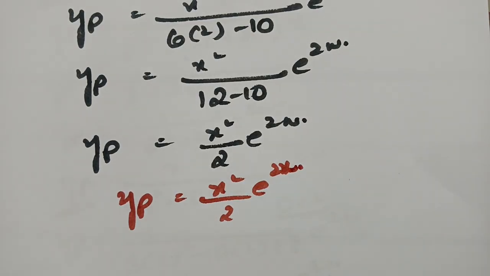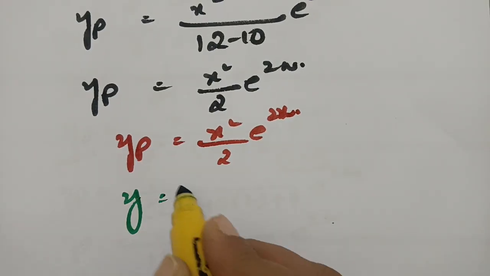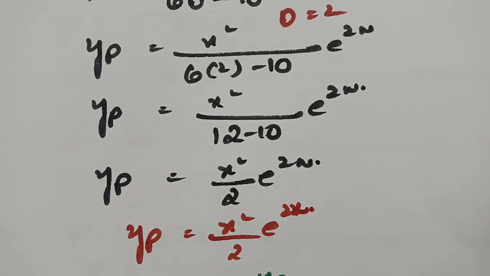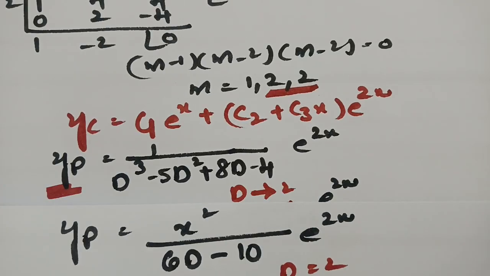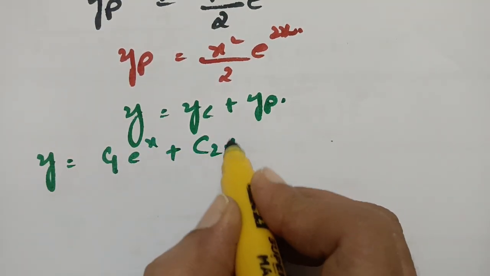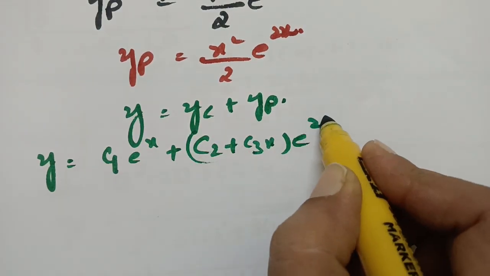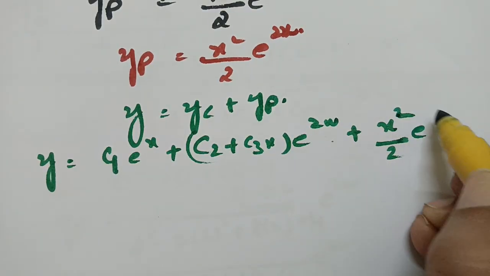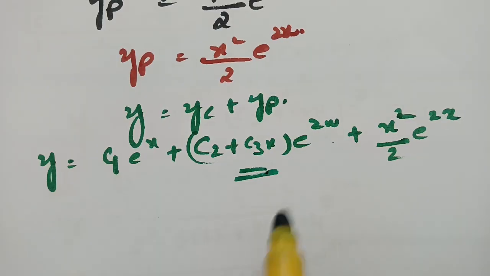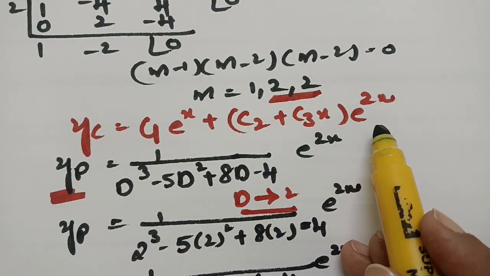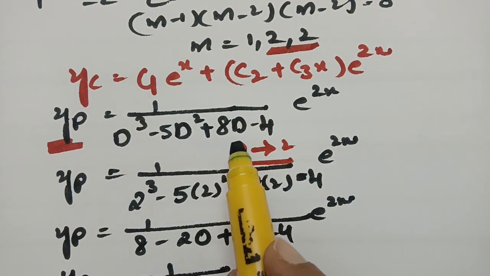Clear? And therefore our general solution is y is equal to yc plus yp. So what is yc here? So yc is very clear here as roots 1, 2, 2, that is c1 e power x, and we have an equal root, that is c2 plus c3x into e power 2x, plus the particular integral yp, which is x square by 2 into e power 2x. And this is the general solution. So we have to find the roots first of all, and after finding that, this will be the complementary function, and next one is the particular integral.